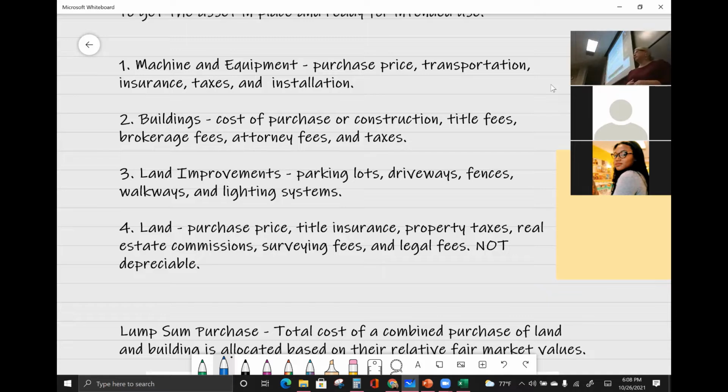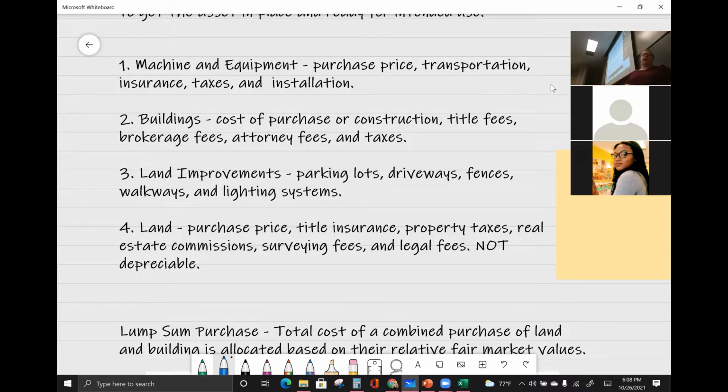Then you have buildings. You may buy a piece of property that has a building on the land, so you actually have two assets. You have the land, you also have the building. The building will be the cost of the building itself, or the construction of a building, or the construction that you have to do to bring it up to the level that you want. And so you have all of those costs that are included with that purchase price.